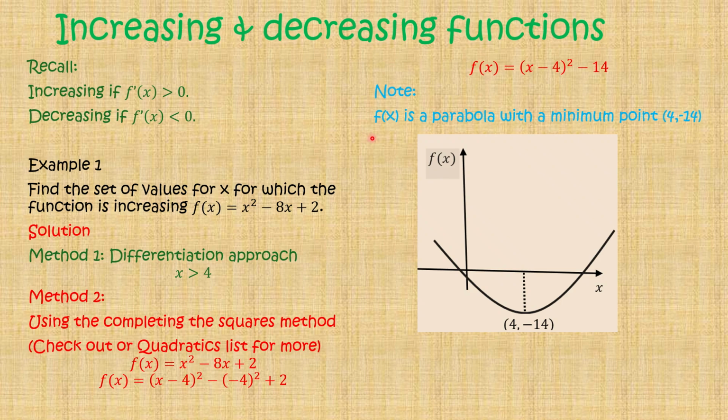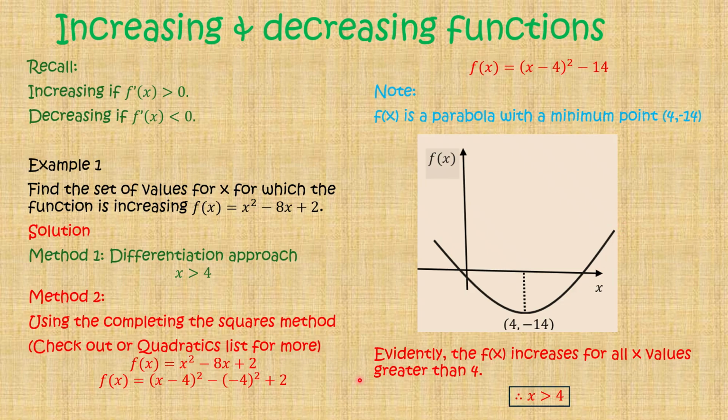Now, if we are going to plot or sketch the graph, we are going to have something of this particular manner with the minimum point (4, minus 14). With that, it is evident that f of x increases for all x values that are greater than 4, because from the point 4 on x, moving further to the right, the graph increases. And that's the alternative method of solving this particular question.